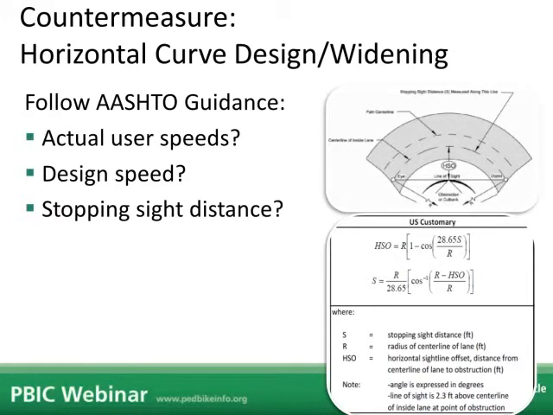I'm not going to go into the details here, but just to note that the AASHTO guidance is there, and we certainly want to look at following it. It gives you ways of looking at what the user speeds are, what the design speed is. You want to think about stopping distance, and then figure out, okay, do we need to widen this to alleviate any safety concerns? So it gives you that kind of formula and a way of looking at it so that you can figure out if it's going to work.